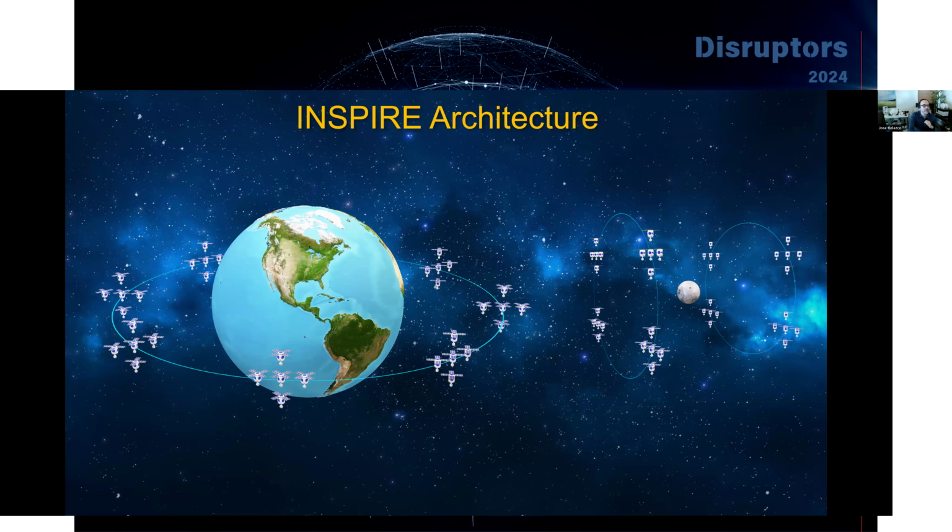And here you see a rendering of the INSPIRE network in cislunar space. You can see the groups of satellites, groups of spherosats. And those are the satellites that create nodes in space.